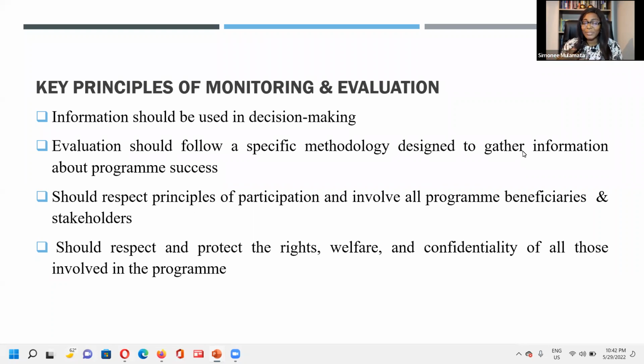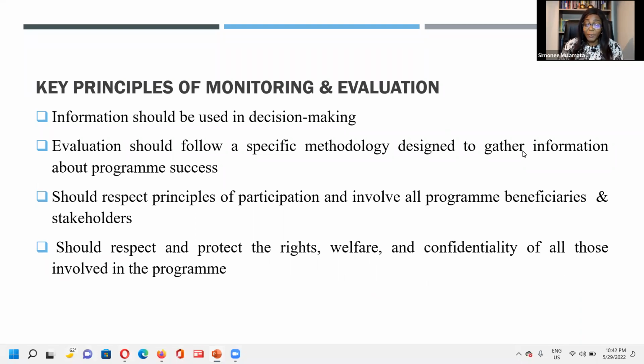And that is the importance, key principles within monitoring and evaluation: the importance of keeping reports, the importance of data quality. It should respect the principles of participation and involve all program beneficiaries and stakeholders. It's important if you want success. And I want you to think back to when we spoke of political leadership and public sector reform: the involvement or the voice of the beneficiaries and the stakeholders is just as important, because whom are you implementing a program for if you don't want to listen to your beneficiaries or your stakeholders? That is where your actual information comes from.